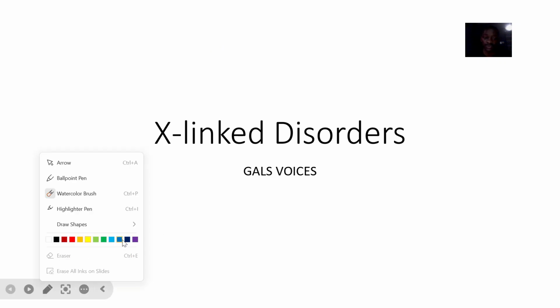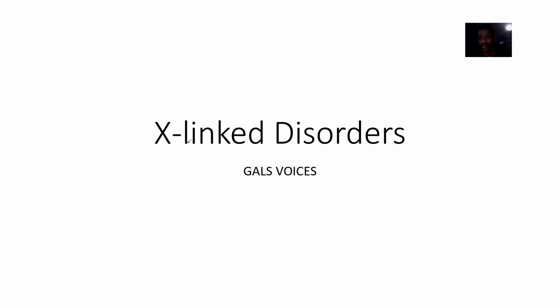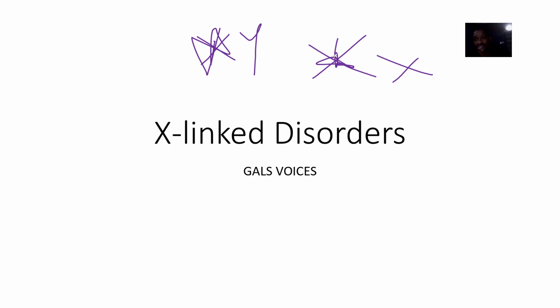Let me use a much better color. So a guy has what? XY, that's a male child. A female child has XX. Do you understand? So if I'm having only one X as a male child, if anything happens to this X, I'm automatically affected. But as a girl, if anything happens to this X, she still has one X to stand in for her. So disease conditions that affect the X chromosomes are called X-linked disorders.